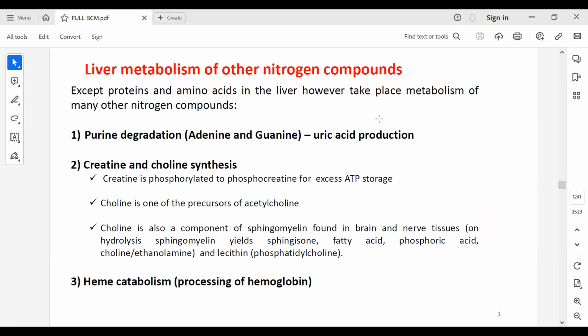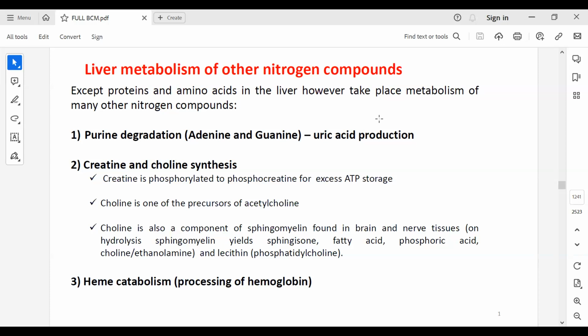Another metabolism which the liver carries out is purine degradation. We've seen that, whereby we start producing uric acid, and that's where allopurinol and all these drugs come in. We've seen the xanthine oxidase coming in. We target some of these enzymes to reduce uric acid.